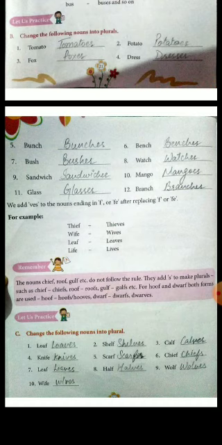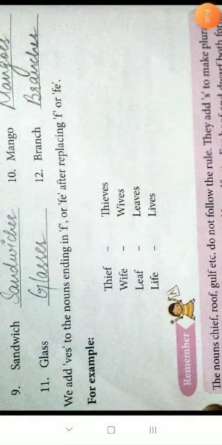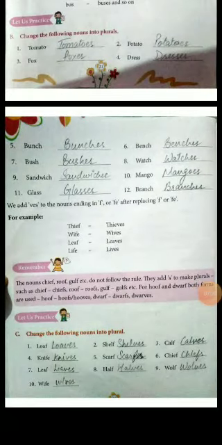Now, if there is any word which is ending with the last letter Y, we replace Y by adding IES to it. So if there is any word which is ending with Y, then we add IES to it and we replace the letter Y. For example, fairy. The last letter of the word fairy is Y. So to change it from singular to plural, we will remove Y and then we will add IES to it to make it fairies.